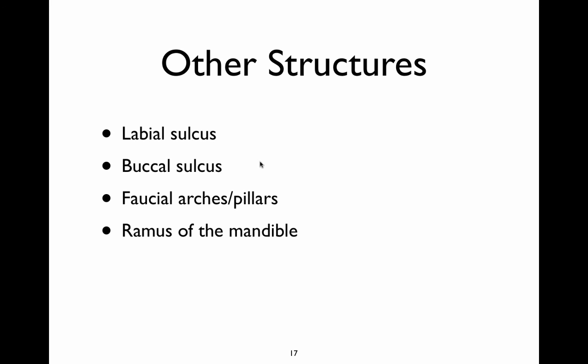In addition to the sulci, we have the fascial arches or the pillars. These would be the two bands of tissue around the tonsils. And these are tissues that in fact can, when touched, also trigger a gag reflex. The ramus of the mandible is important because, as I mentioned, it's an important landmark in determining the end of the oral phase and the beginning of the pharyngeal phase of the swallow.